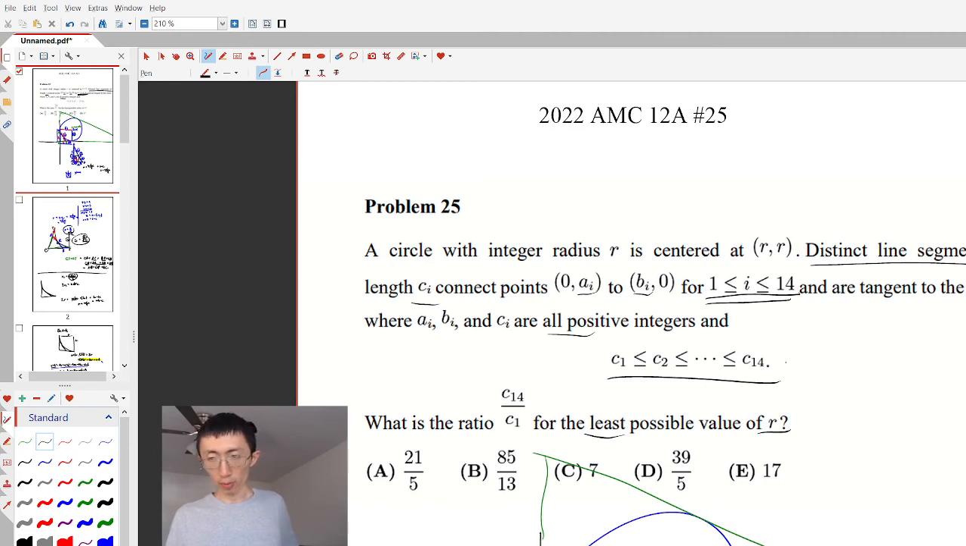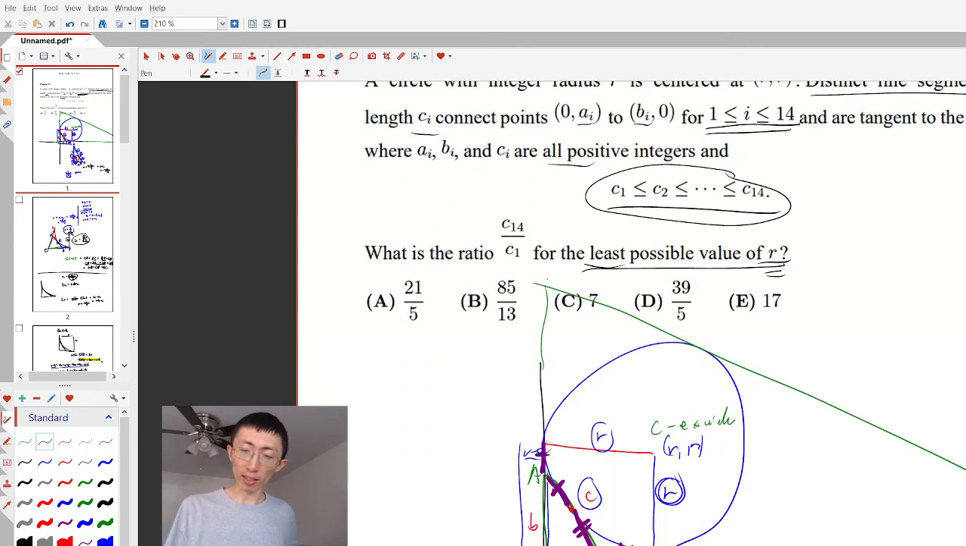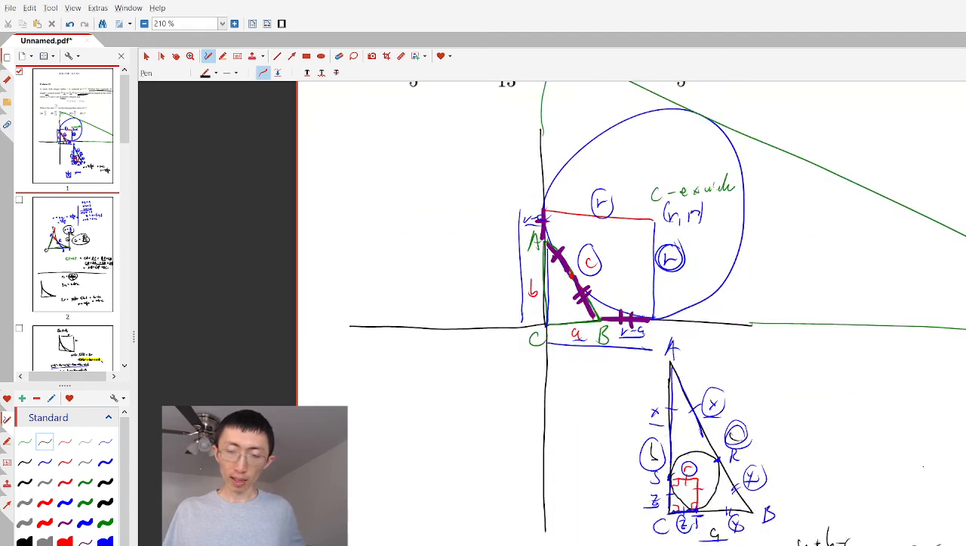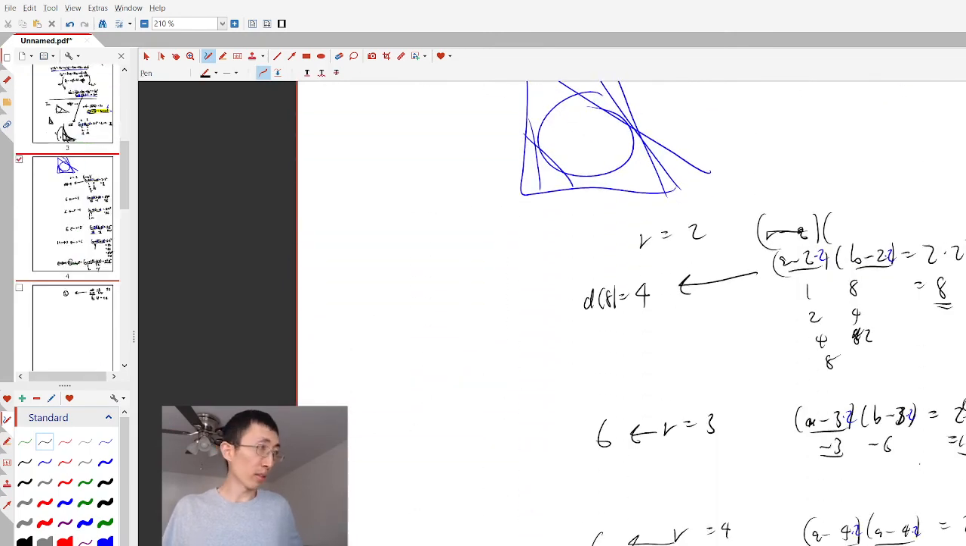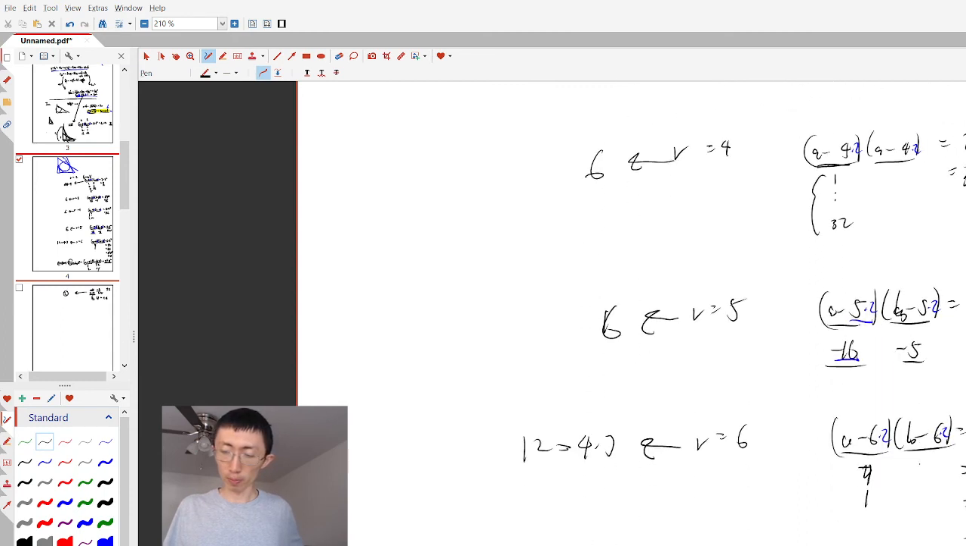Okay, so maybe at the start I should have said what it is actually asking, right? Because this is a confusing question. We need to find the least value of r for which there are 14 distinct line segments that are tangent to the circle with radius r centered at (r, r), such that both of the x and y intercepts are integer coordinates. So we see that 6 works. And the 2 negative solutions for a minus 12 and b minus 12, they were just when it was like an excircle and not an incircle.